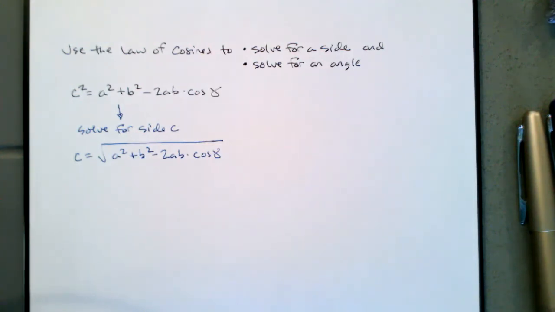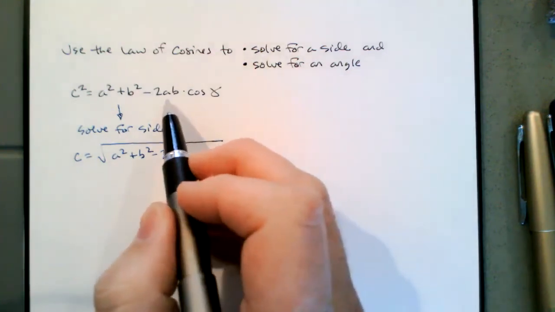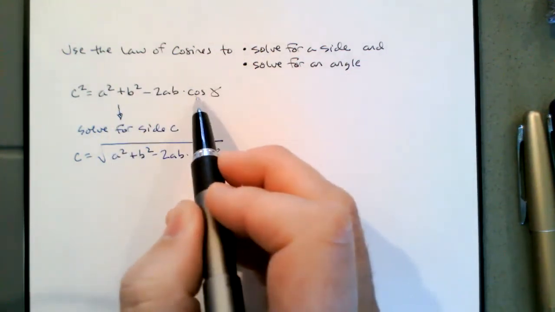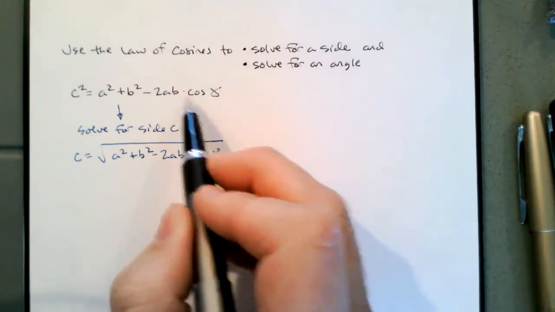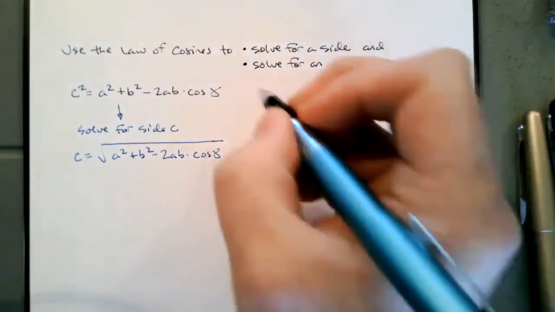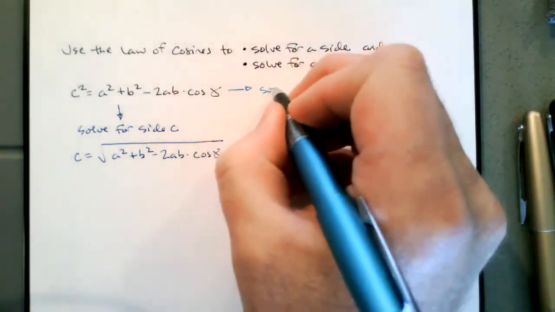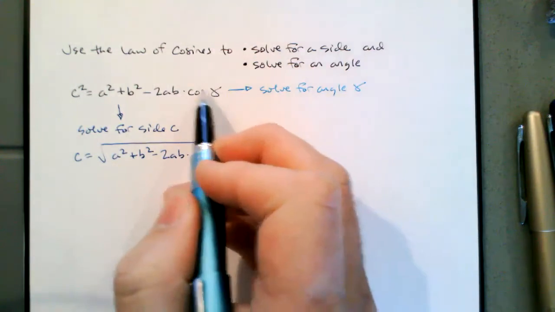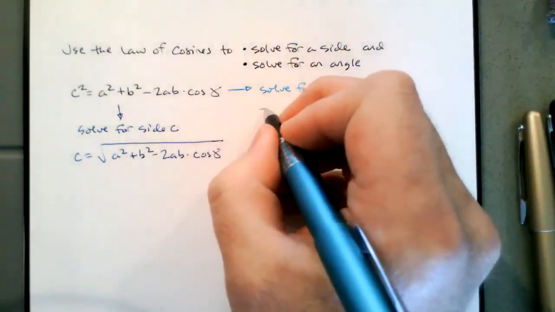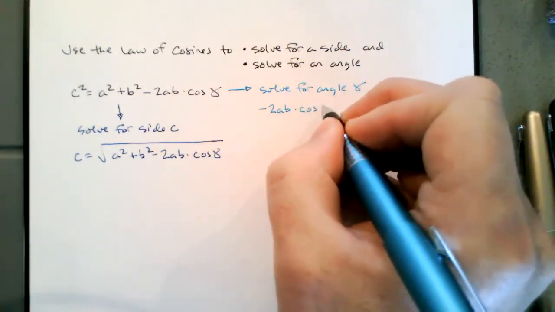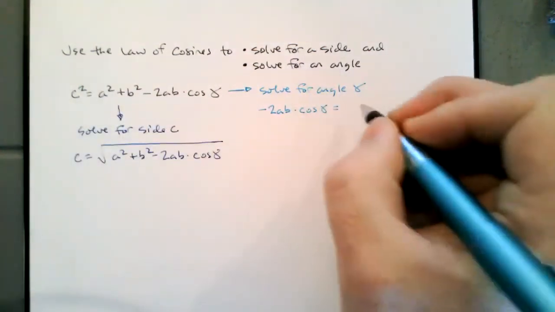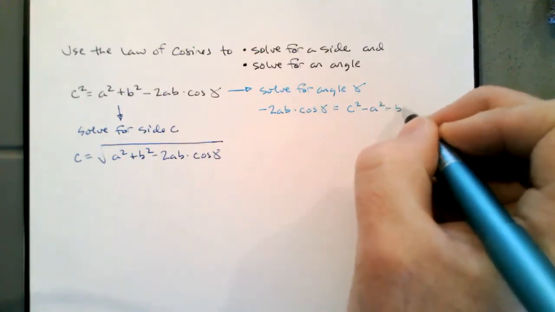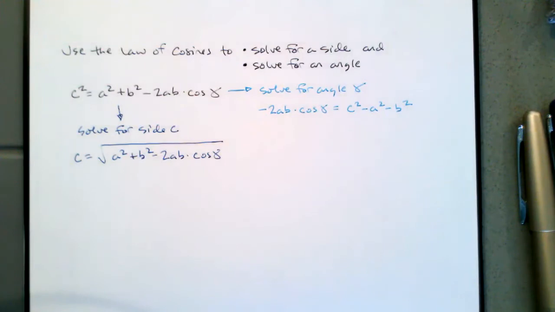We can also use this form of the law of cosines to solve for angle gamma. So I have all this stuff happening to the gamma, and we can see that gamma is inside of a cosine, so we're going to have to do a cosine inverse. So first, I'm going to get the cosine of gamma by itself. I'm going to have to do a little bit of algebra. Sorry about that. I'm going to subtract a squared and b squared from the c squared side. Then we're going to divide by a negative 2ab.